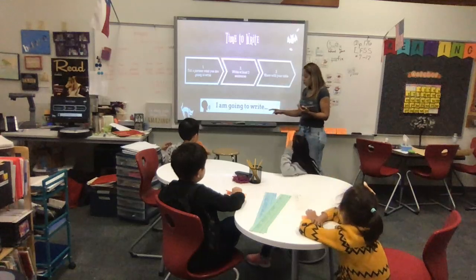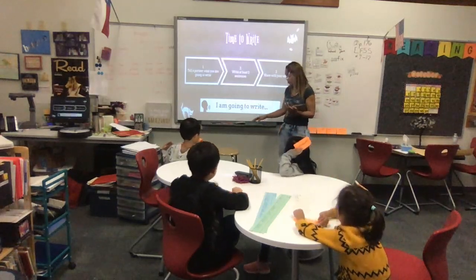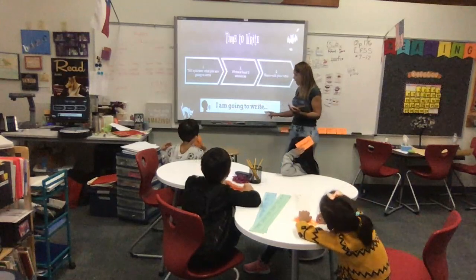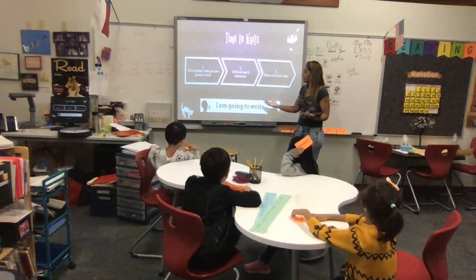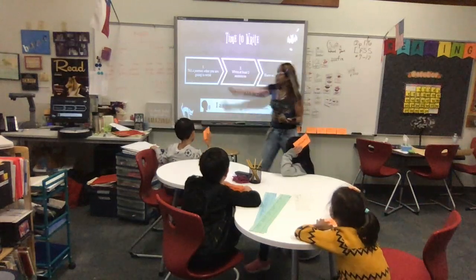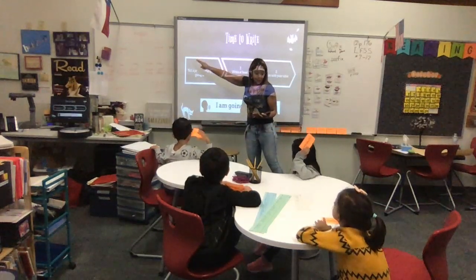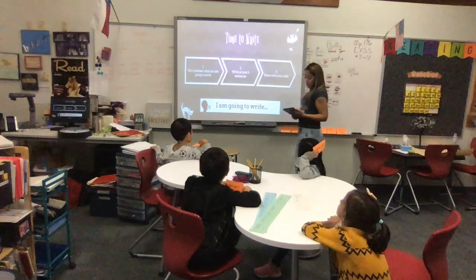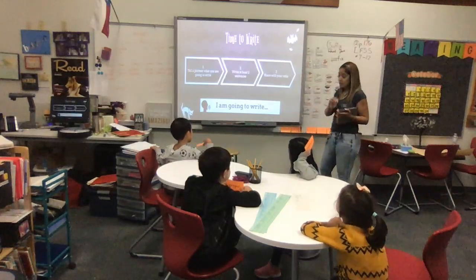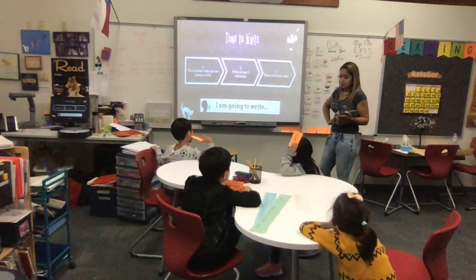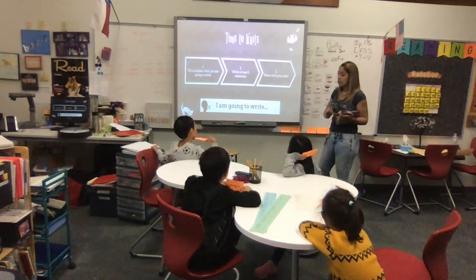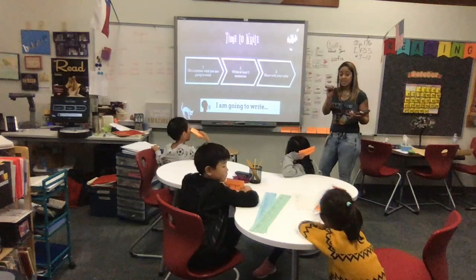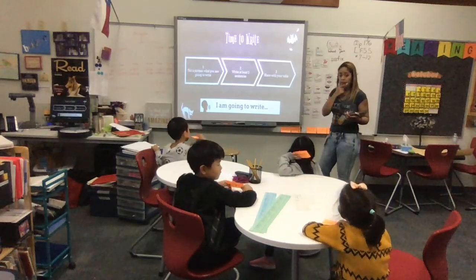Okay? So here's what you can say when you're talking to your partner. I am going to write. Okay? And with these two sentences, they need to have a common and a proper noun. Do you need an example, or do you know what to do? I know what to do. You know what to do. Do you want to see an example? I don't know.